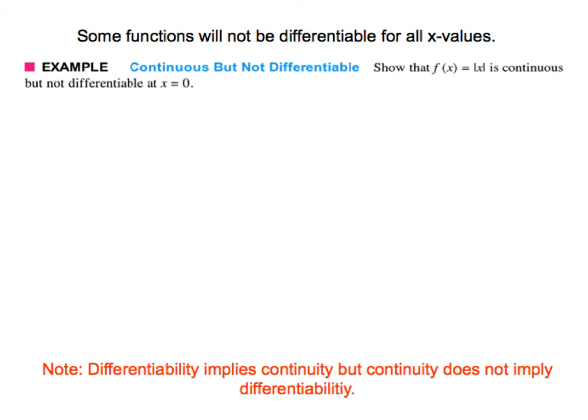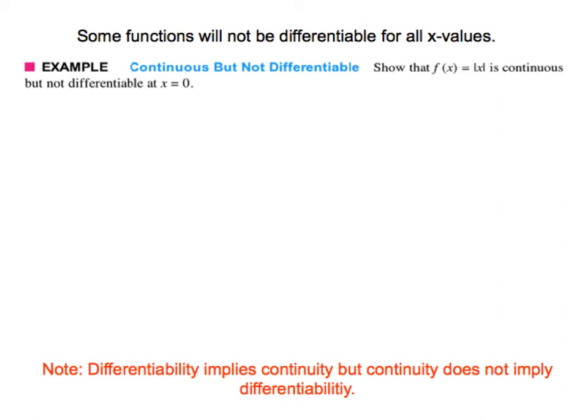Okay, so important page here. Some functions will not be differentiable for all x values. The example here we're looking at is continuous, but it is not differentiable. And I'll talk about this in a few ways. First, we want to show that f of x equaling absolute value of x is continuous, but not differentiable at 0. Specifically at 0 we're looking at, everybody, nowhere else right now.